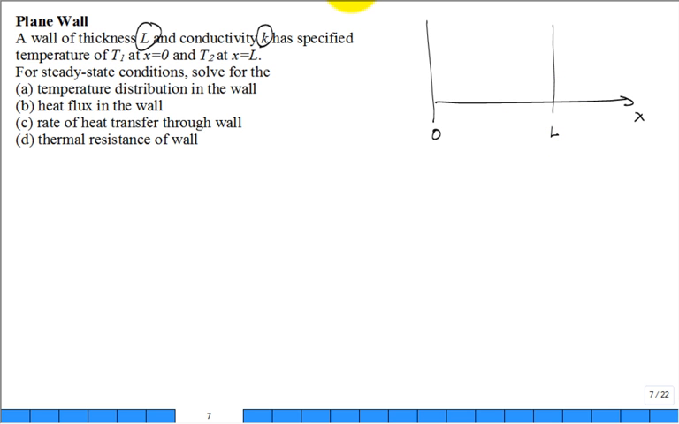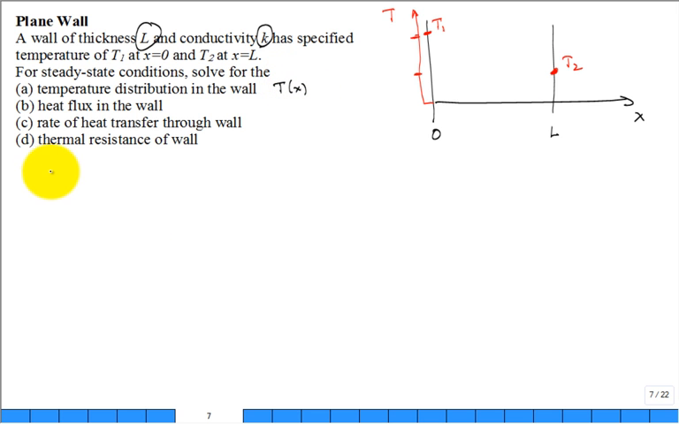A lot of times they'll put a temperature scale here, and maybe we'll indicate right there that that's temperature T1 at x equal to 0. And this is temperature T2, indicating different temperature at the second at x equal to L. First part, solve for the temperature distribution in the wall. So we're asked to find T as a function of x.